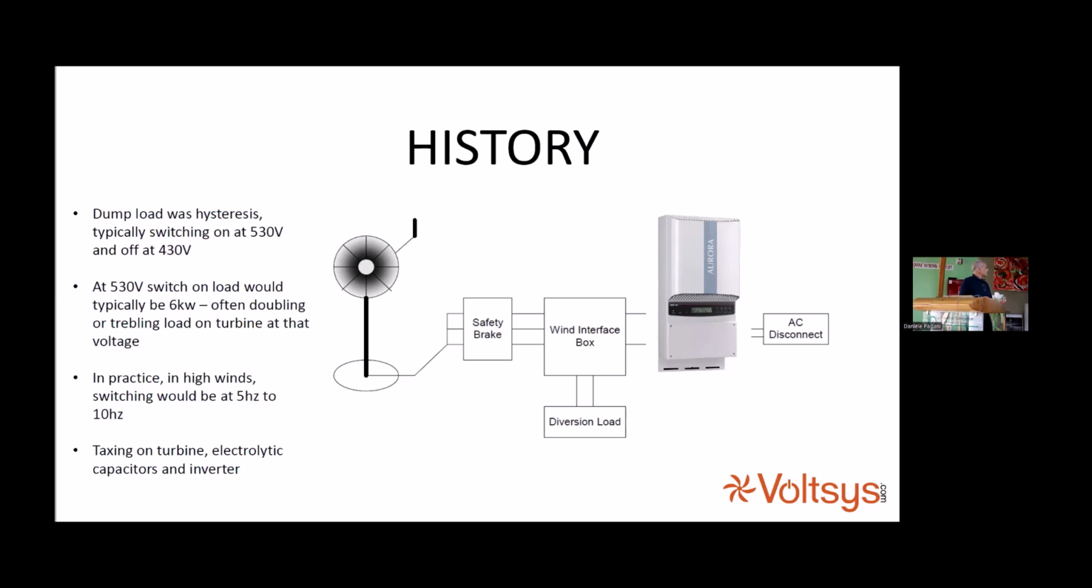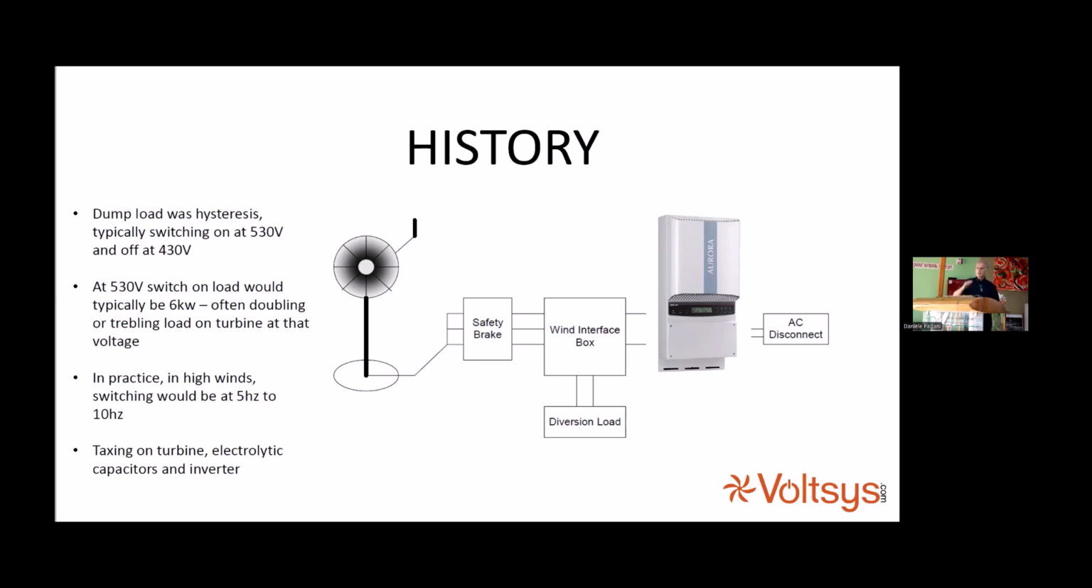The dump load interfaces used most commonly were hysteresis based. So they switched on at 560 volts or 530 volts, and they switched off 100 volts lower. What typically happened is you bang in the load, typically a 6 kilowatt load on maybe a 3 or 4 kilowatt turbine, and the voltage would drop like a stone to control and load the turbine, just to prevent it from overspeeding. It was also to protect the inverter from seeing more than 600 volts.